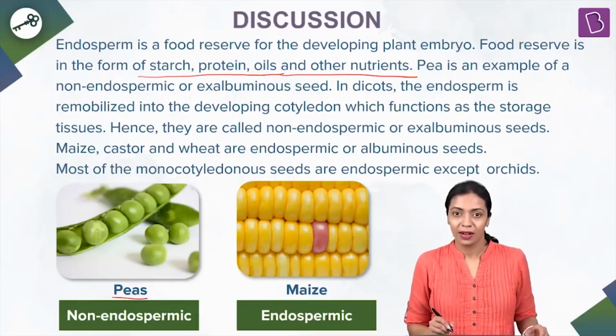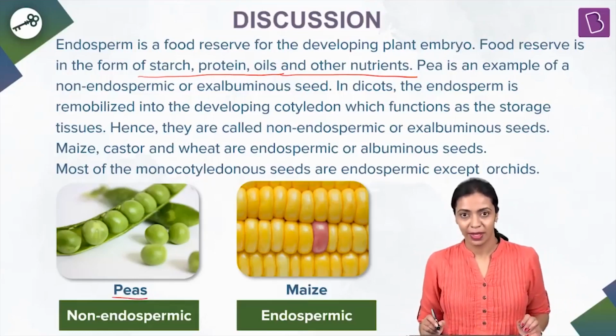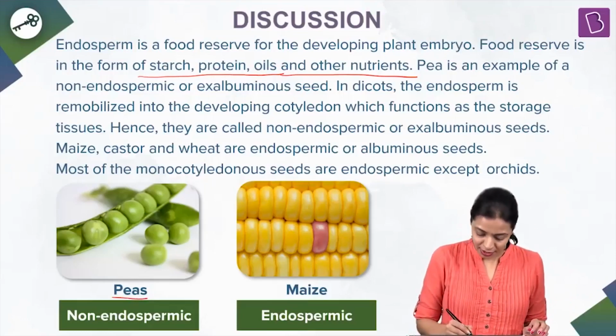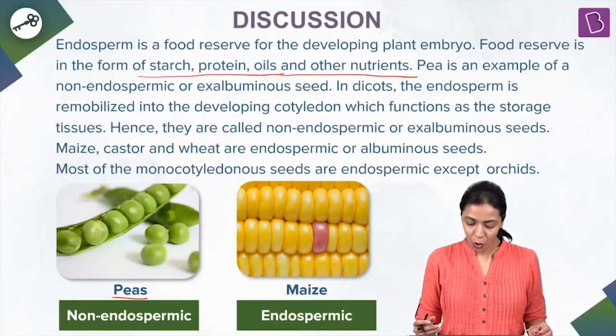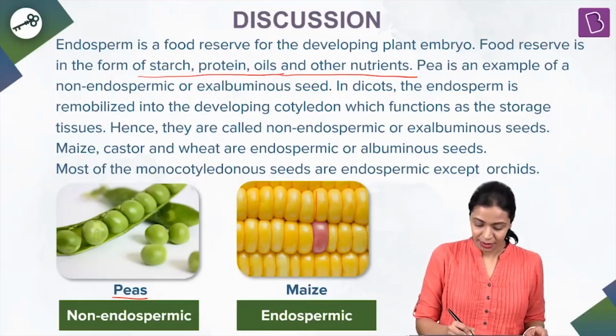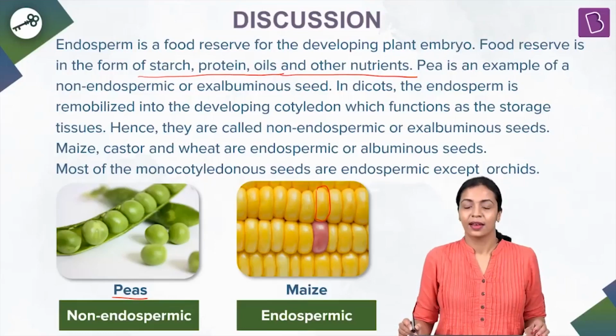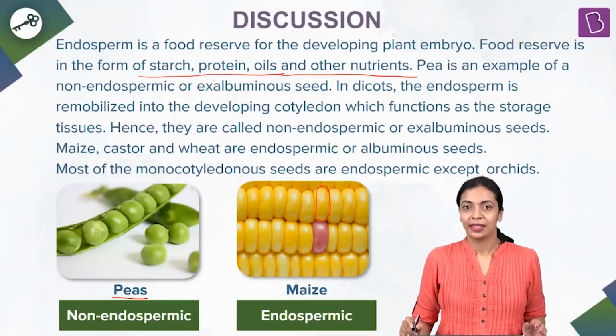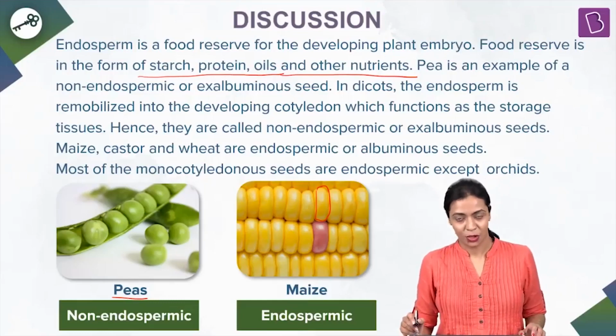Here we can see a pea plant, the seeds of the pea plant. This is a dicot plant and it is non-endospermic or exalbuminous. Here there is an image of a maize cob where you can see that the maize grains are shown. These maize grains are caryopsis. They contain the endosperm even at maturity.